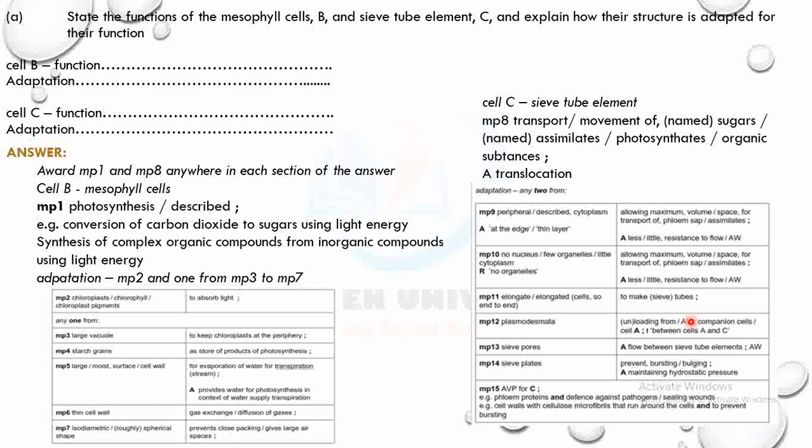Plasmodesmata help in loading and unloading of components. Sieve pores allow flow, right. So these are the features of sieve tube elements, and these are the roles of those features that allow them to carry out translocation.